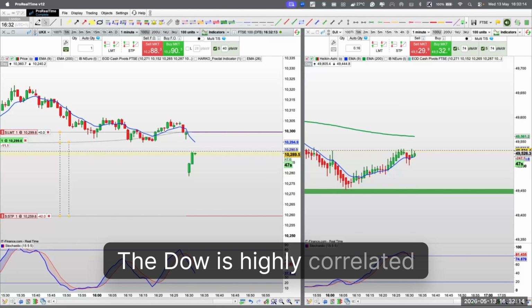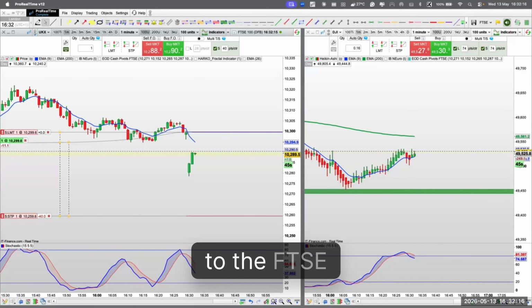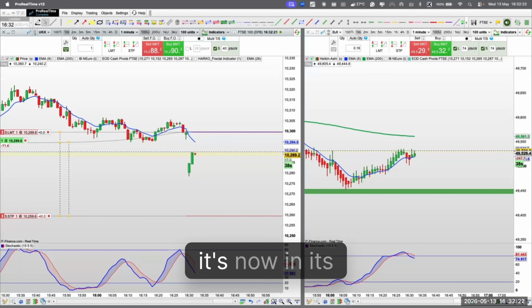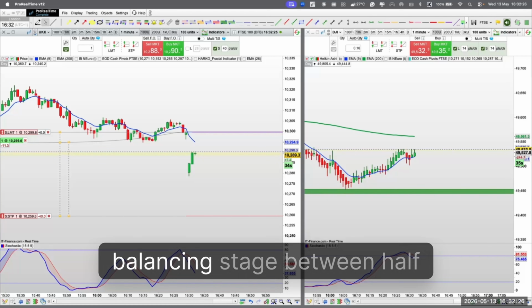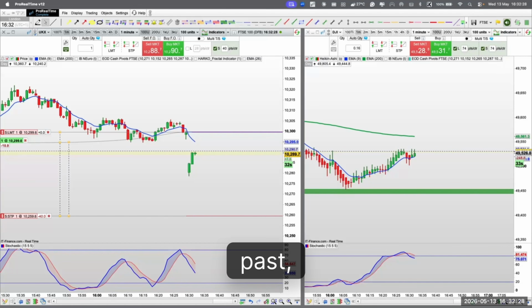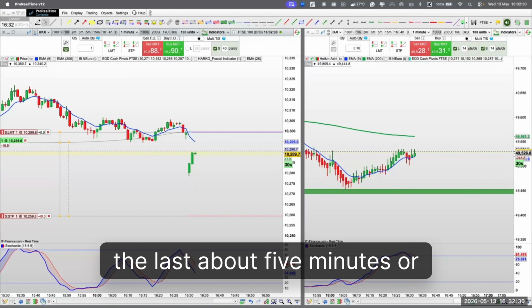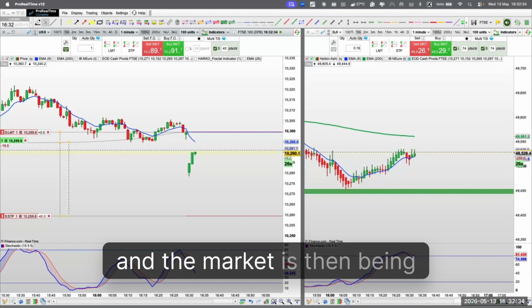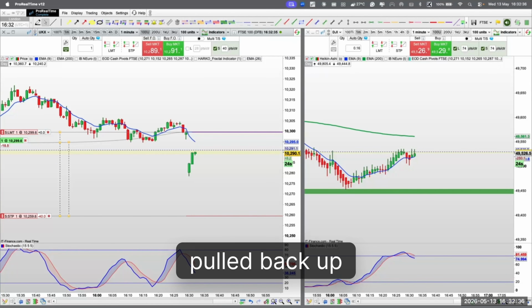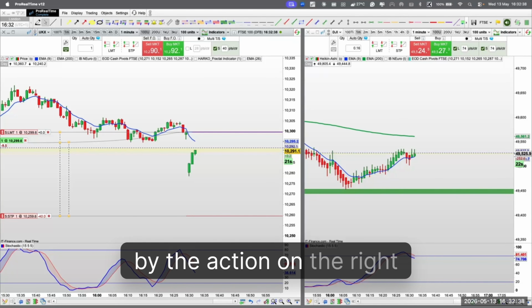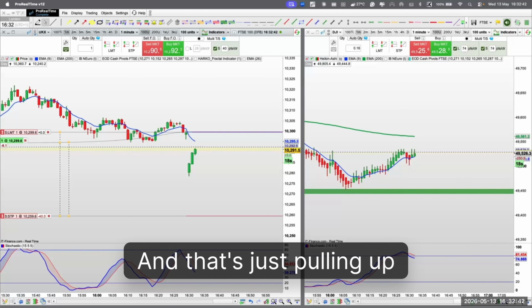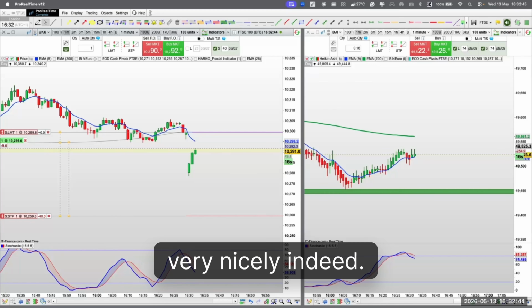The Dow is highly correlated to the FTSE out of hours. So if the FTSE is closed now, it's now in its balancing stage between half past. We lost about 5 minutes or so after the market closes, and the market is then being pulled back up by the action on the right hand side on the Dow, and that's just pulling it up very nicely indeed.